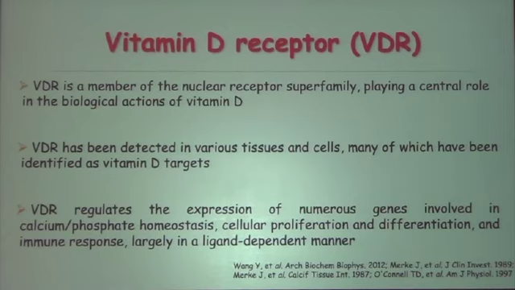So it has become clear over the last decades that vitamin D effects go well beyond the regulation of bone homeostasis and calcium metabolism. In fact, one of the first evidence of this is that the vitamin D receptor, the receptor of the vitamin D active form, is expressed in almost all human cells, and it plays a central role in the biological actions of vitamin D, regulating the expression of several genes involved not only in calcium phosphate homeostasis, but also in cellular proliferation and differentiation and immune response in a ligand-dependent manner.